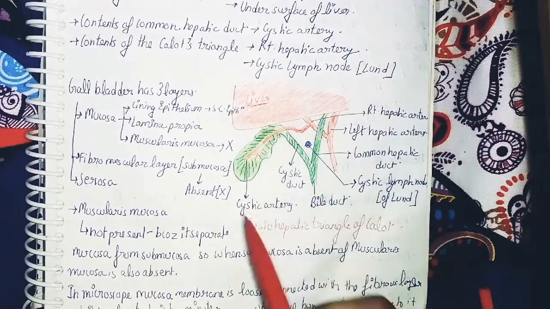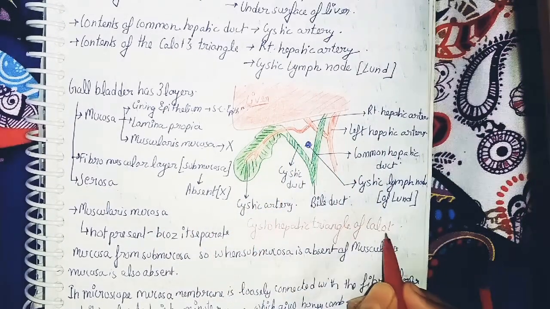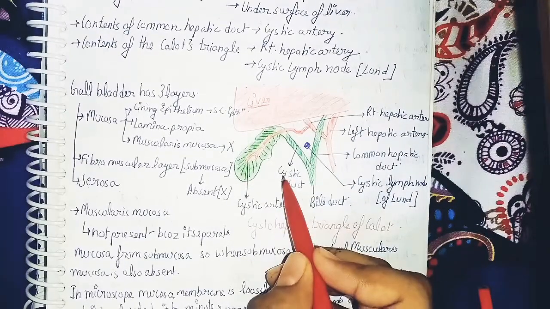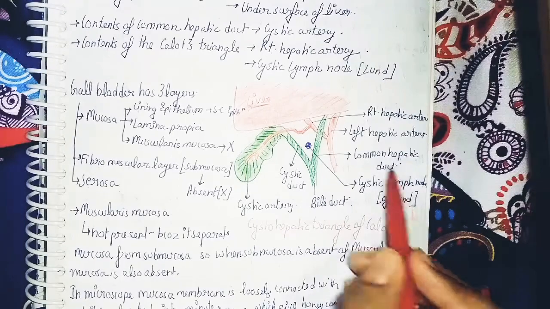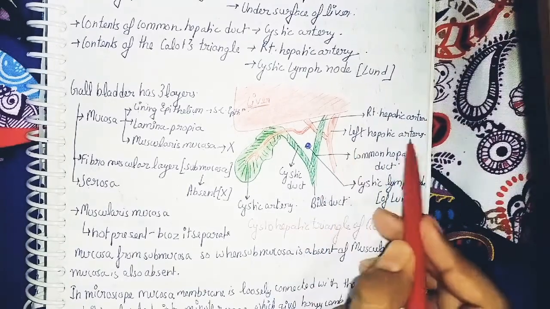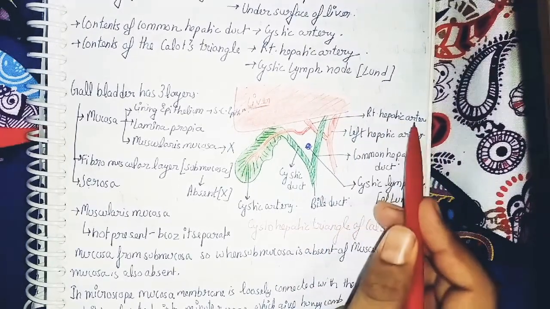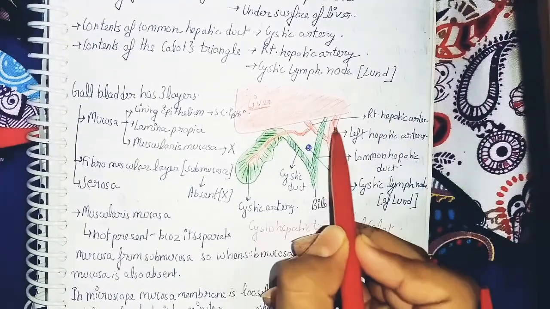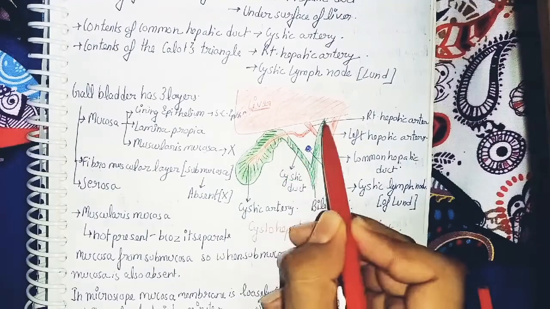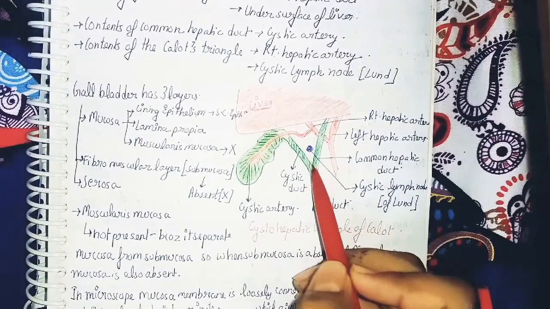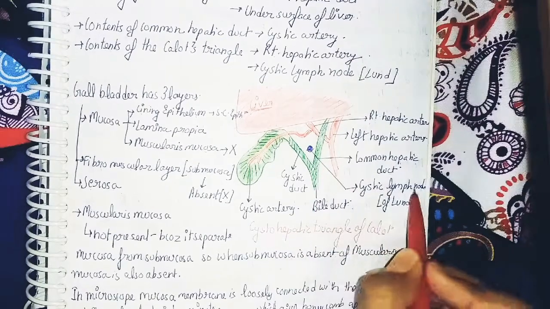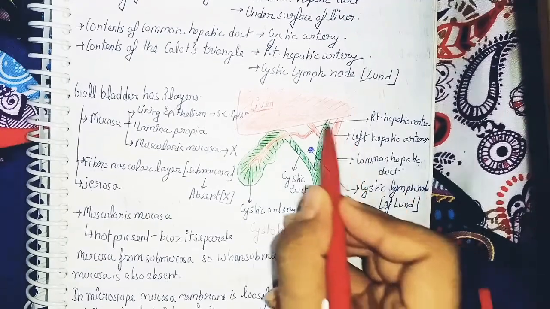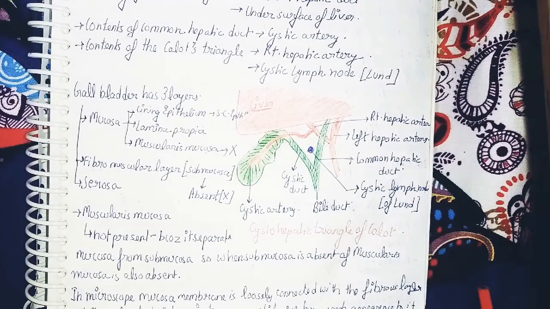Here you can see the diagram of the cystohepatic triangle of Calot, in which you can see the liver, the cystic artery, cystic duct, bile duct, cystic lymph nodes, common hepatic duct, left hepatic artery and right hepatic artery. But the contents of Calot's triangle are the right hepatic artery, which is present here. You can see a triangle here. This is Calot's triangle, and you can also see the cystic lymph node is present here. So the right hepatic artery and cystic lymph node are the contents of Calot's triangle or the cystohepatic triangle of Calot.